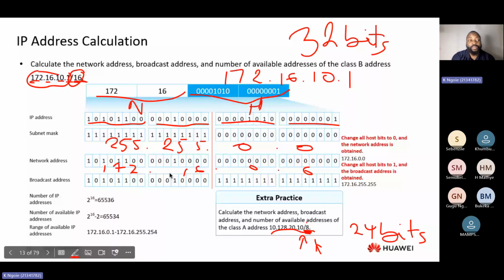To get a broadcast IP, we don't change anything on the network side, but on the device side, remember the device side needs to have unique IDs. But now, because we're dealing with a broadcast address, we change all the values to 1 on the host side. So we're going to have 172, here 16, and then this will be 255, 255.